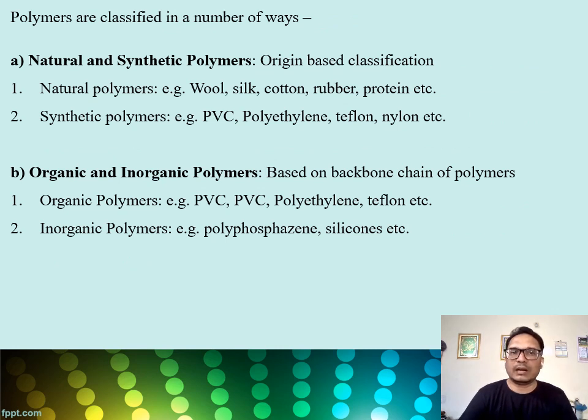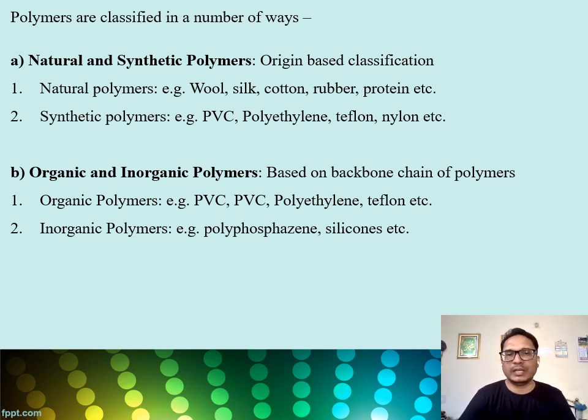Natural polymers are obtained from natural origin, for example, wool, silk, cotton, rubber, proteins, etc. Whereas the synthetic polymers are the man-made polymers like polyvinyl chloride, polyethylene, Teflon, nylon, etc.